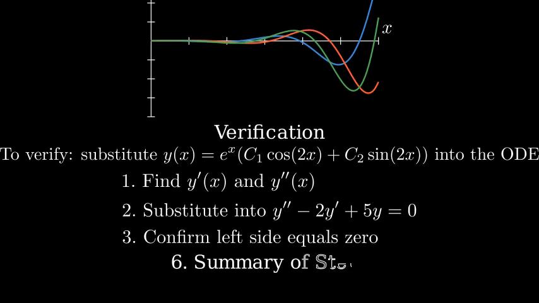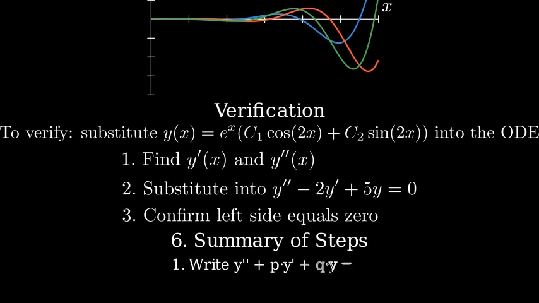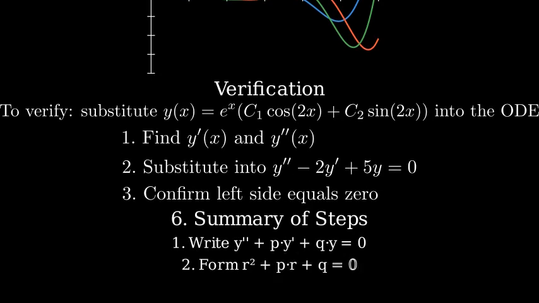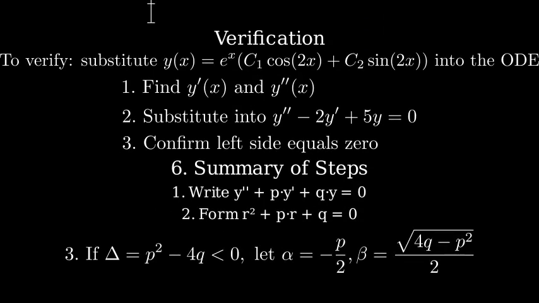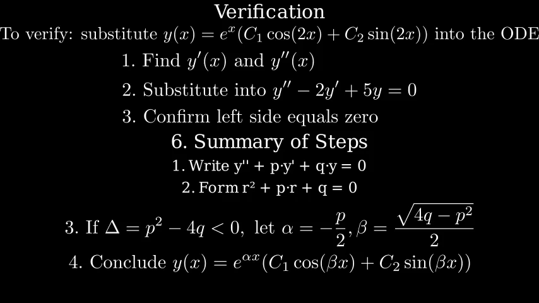Let's summarize the steps for solving linear second-order differential equations with complex roots. First, write the differential equation in the standard form y double prime plus p y prime plus q y equals 0. Second, form the characteristic equation r squared plus p r plus q equals 0. Third, if the discriminant is negative, compute alpha equals negative p over 2 and beta equals square root of 4q minus p squared over 2. Finally, write the general solution as y of x equals e to the power alpha x times the quantity c1 times cosine of beta x plus c2 times sine of beta x.